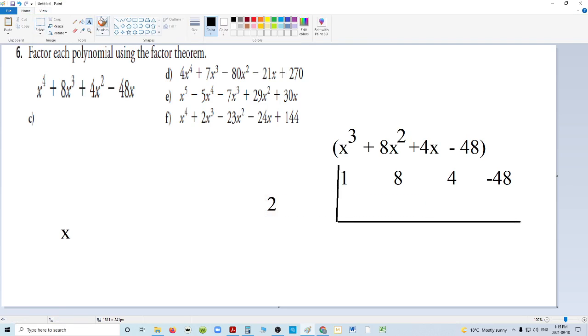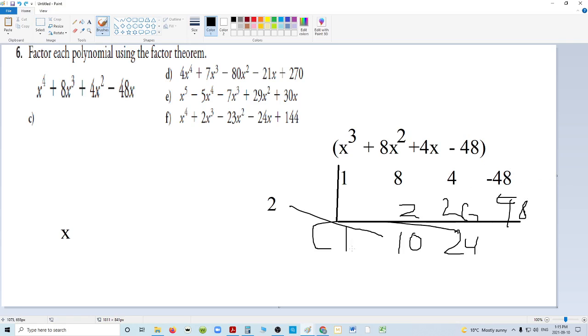The nice thing is that, because the factor is x minus 2, I know there's nothing in front of this x to make things trouble. So I lower the 1, multiply by 2, and get 2. I add these, I get 10. Multiply this, I get 20. When I add this, it's 24. When I multiply this by 2, I get 48 positive. And obviously when we add that, 0. The last one should come out as 0; if it doesn't, you did something wrong. So I know that I did the correct result.